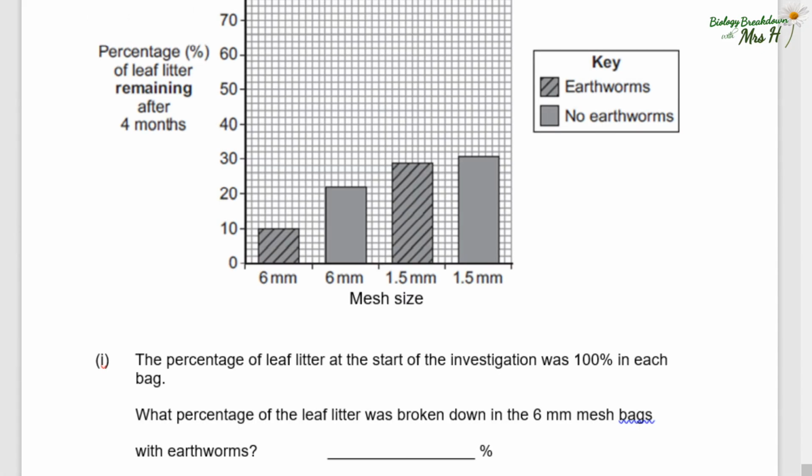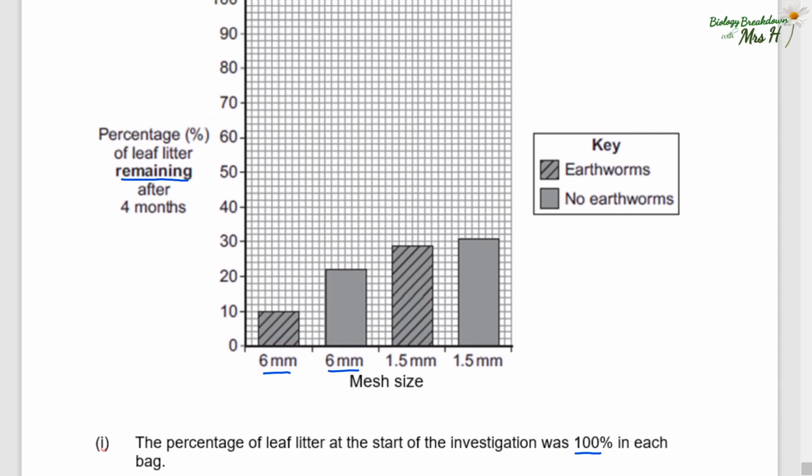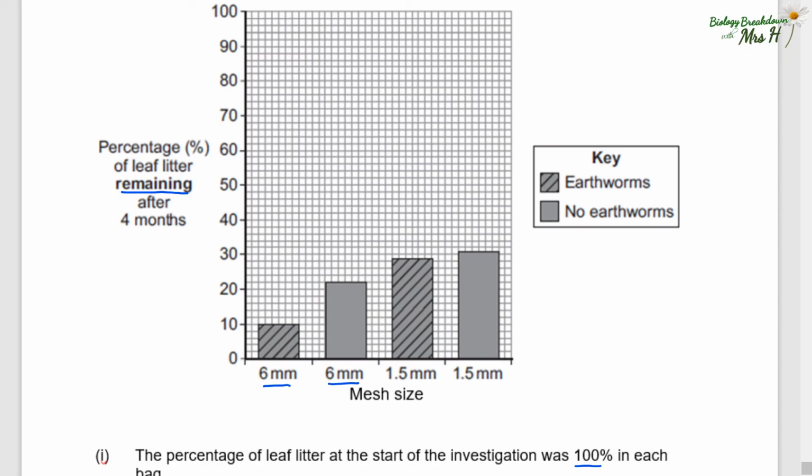The bar graph shows the scientist results. The percentage of leaf litter at the start of the investigation was 100% in each bag. What percentage of leaf litter was broken down in the 6 millimeter mesh bags? This is a bit of a horrible trick question, but I want you to get used to the habit of checking your labelling of axes. If you look at the y-axis, the percentage of leaf litter remaining is what is being shown in these bar charts. So it's very important that you've understood that in the 6 millimeter mesh with earthworms, you have 10% remaining.